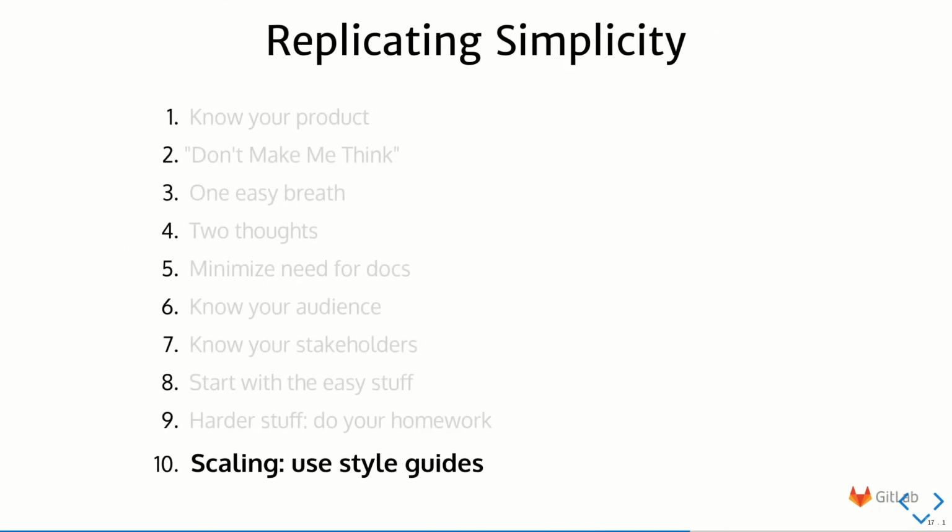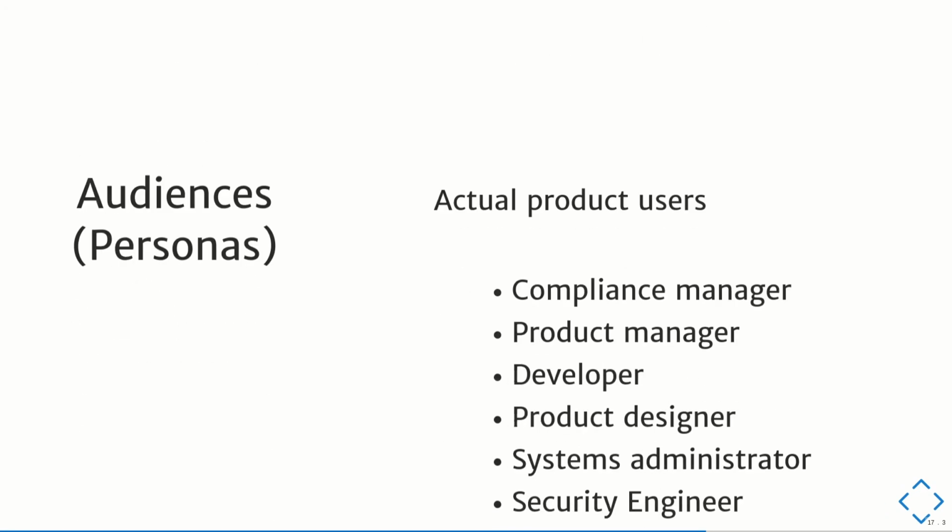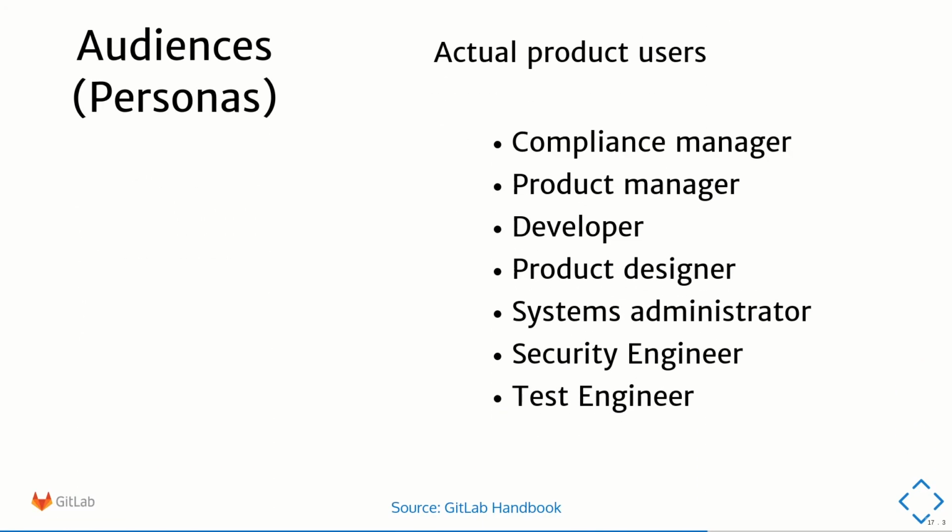So now that you've built up this expertise, how do you scale? I've hinted at the process earlier in my step 8, start with the easy stuff. The key is a style guide, which means, at least in my old job, I needed to come up with some principles. When you create a style guide, you should research 2 things, audience and precedence. For audience at GitLab, we have several personas. When we set up issues for UIs and more, we specify the personas that we're working with.